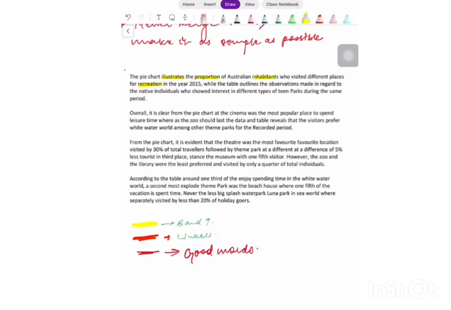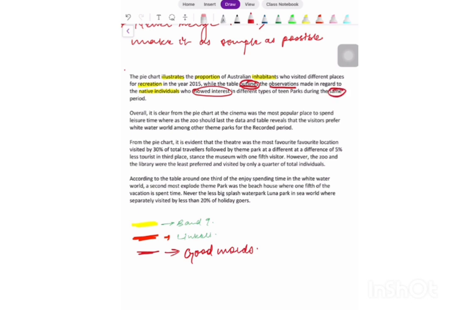Oh yeah, very nice. 1/5 they have mentioned. So we learned about words of approximation, where we learned about 1/5. So what is 1/5? Basically 100 divided by 5. So there might be almost 20% of the population visiting there. And the zoo and the library were the least preferred. So "least preferred" is also a universal word, can be used.